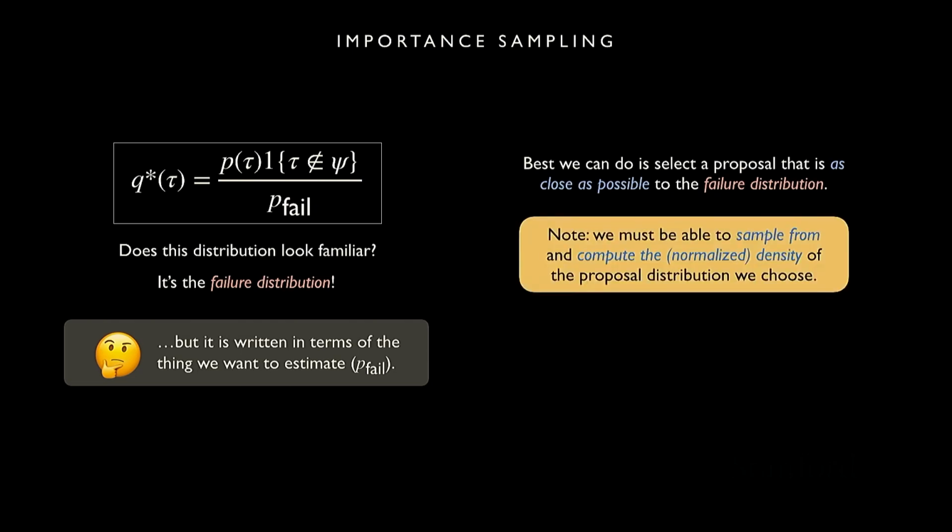One note here that's important to think about is that when we select the proposal, we need to both be able to draw samples from it, and we need to be able to compute the normalized density. So we could draw samples from our failure distribution. We talked about how to do that last lecture, but we don't know how to compute the normalized density for it. So that's why we can't do that. Okay.